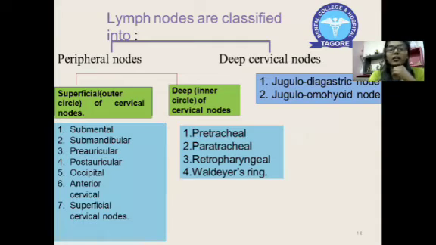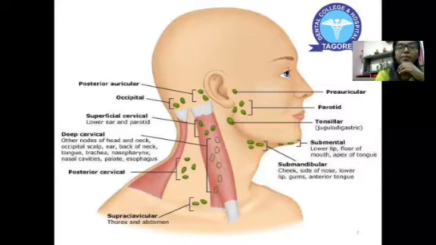So basically they are classified into two types: peripheral lymph nodes and deep cervical lymph nodes. Under peripheral lymph nodes, we have superficial and deep cervical lymph nodes. Under superficial lymph nodes: submental, submandibular, preauricular, postauricular, occipital, anterior cervical, and superficial cervical nodes. Under deep cervical nodes, we have pretracheal, paratracheal, retropharyngeal, and Waldeyer's ring. Under deep cervical nodes, we also have jugulodigastric and jugulo-omohyoid nodes. And in this image, we can differentiate various lymph node locations.